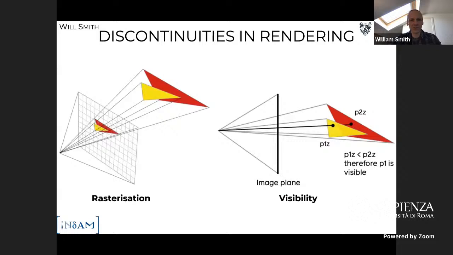So the discontinuities that appear are basically twofold. The first is that in rasterization, you have to decide which pixels are covered by each triangle. And if you move a triangle side to side, there's a discontinuity when a pixel suddenly becomes covered by a triangle. So there's no gradient to tell you the effect of changing that rasterization. And similarly, if you think about visibility, if you have a triangle behind another one and you gradually move it forward, at some point the visibility flips, but there's nothing in the gradient to inform the network about the effect of that.